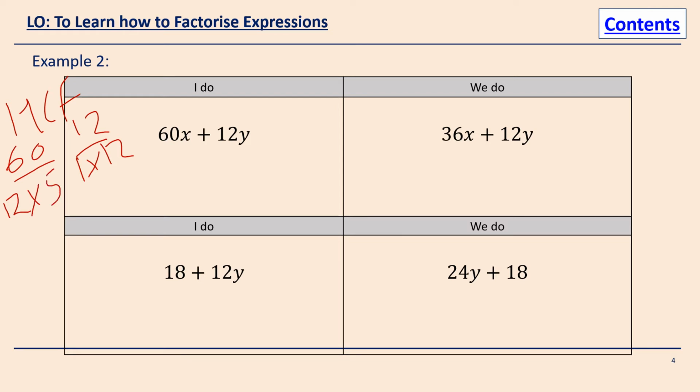So we know 12 is the highest common factor, so 12 would go on the outside. We're using both factors, so 12 times 5 is going to give us 60. 12 times 5x is going to give us 60x. Plus, we don't need to put a 1 in front of the y, we can just write y. So 12 times y is going to give us 12y. Have a go at the we do.